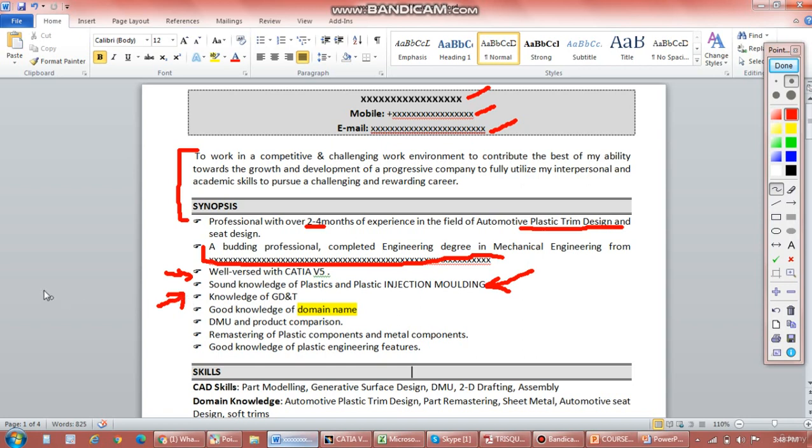For basic GD&T you should know the features, what the basic features for GD&T are. And then knowledge of your domain. Put your domain name here, good knowledge of plastic, good knowledge of metal structure, whatever you are applying for. Then DMU, a kind of DMU study, you can put this, whatever experience you have.